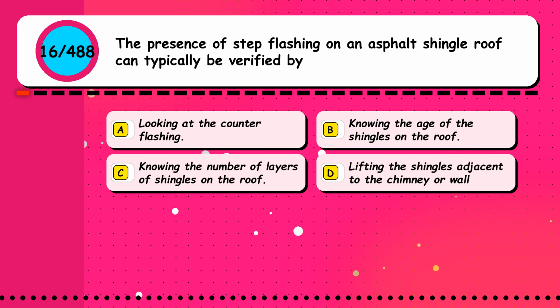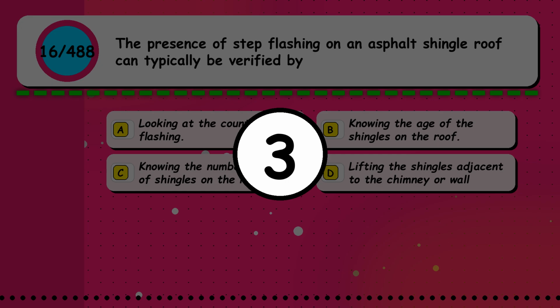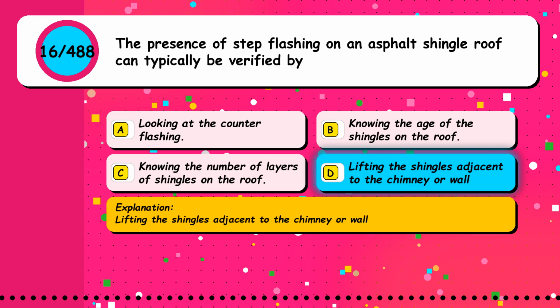Question 16. The presence of step flashing on an asphalt shingle roof can typically be verified by: option A, looking at the counter flashing; option B, knowing the age of the shingles on the roof; option C, knowing the number of layers of shingles on the roof; option D, lifting the shingles adjacent to the chimney or wall. The correct answer is option D, lifting the shingles adjacent to the chimney or wall.